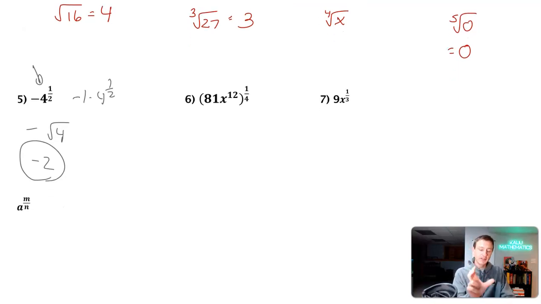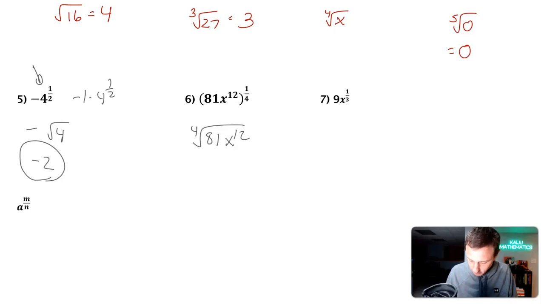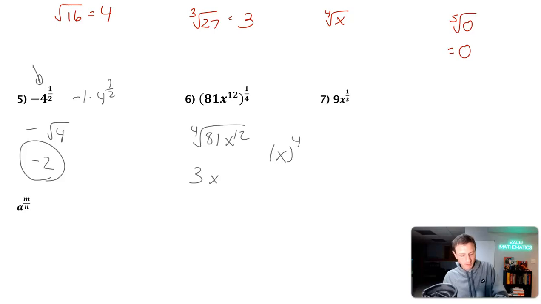And then 6, that's parentheses, all being raised to the 1/4. So all of this is going to fall underneath that radical, 81x to the 12th. So now we have to do the 4th root of 81, the 4th root of x to the 12th. So the 4th root of 81 is, I believe, 3. Let me just double check real fast. I don't want to say anything. Yeah, it's 3. So 3, and then x to the 12th being raised to the 1/4 power. That would be x to the 3rd. Remember, x to what power being raised to the 4th power? That'd be x to the 3rd.